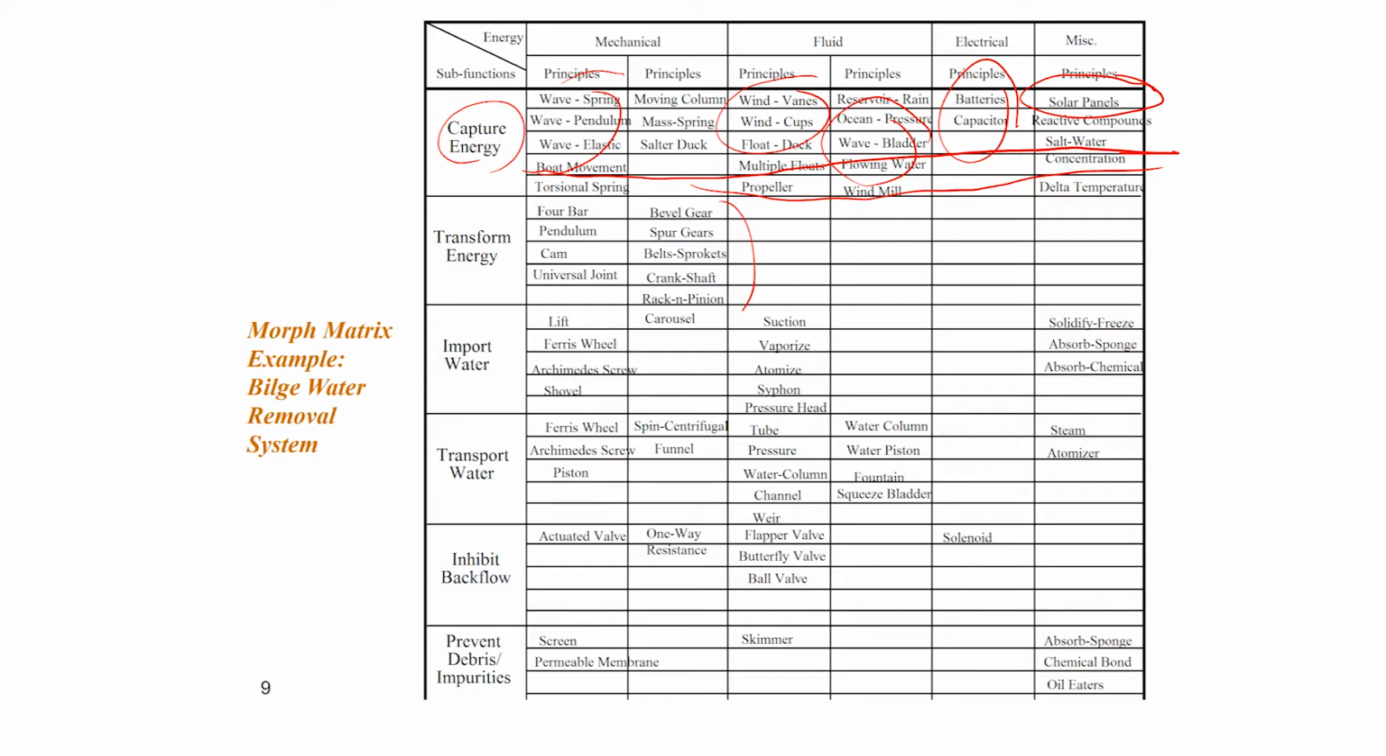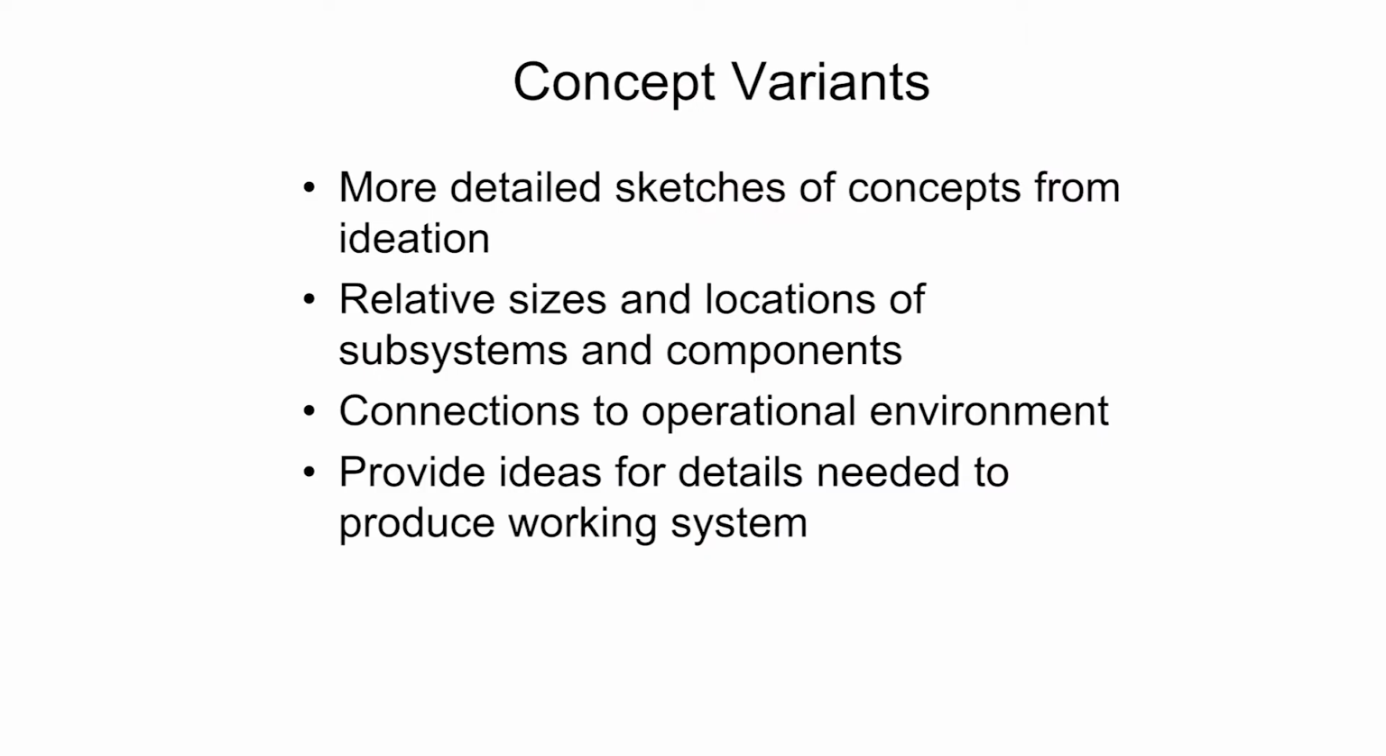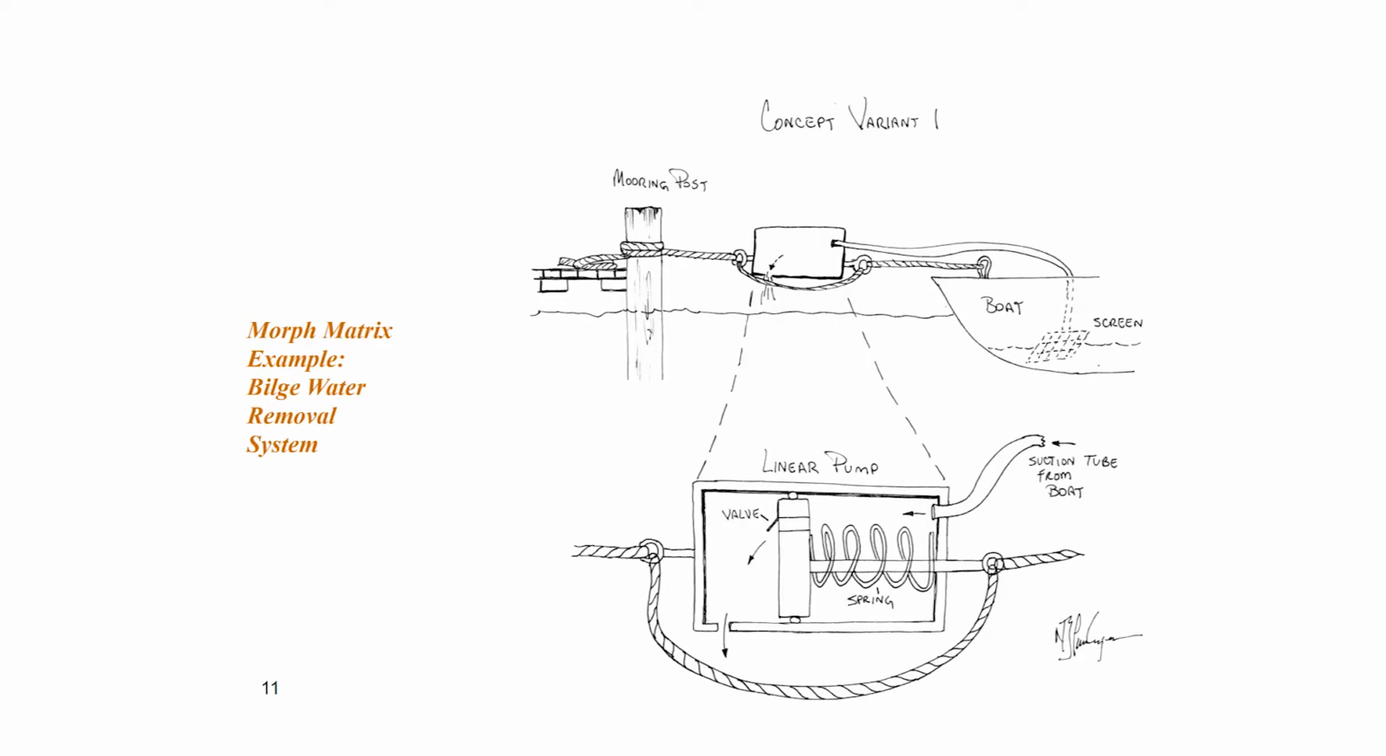documented verbally in the morphological matrix, and making an actual sketch that shows the locations of subsystems and components, how things are connected. When you develop these concept variants, it's very similar to C-Sketch. You tend to add more detail in and add in supporting functions maybe that you haven't thought of in the morphological matrix. So here's some examples of various concept variants for the bilge pump problem.